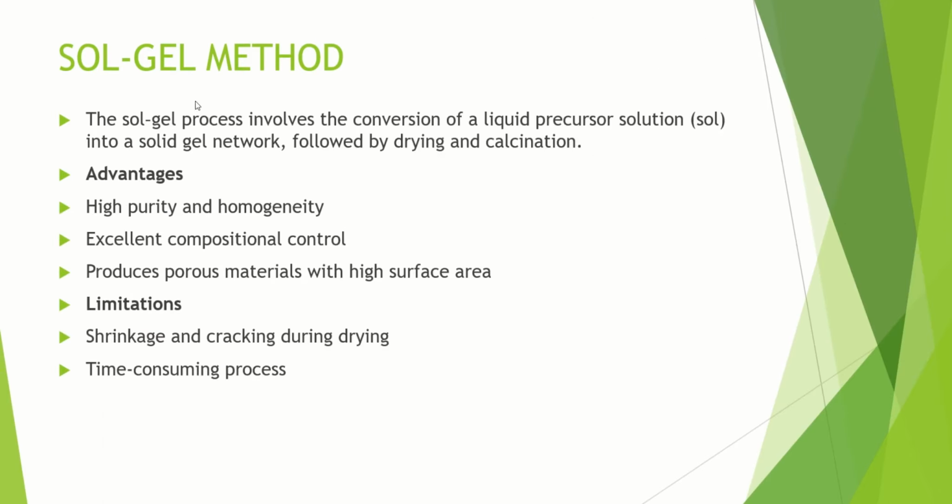The next one is the sol gel method. It is all about turning a liquid into a solid network. You start with a liquid precursor, it is called a sol. Through chemical reactions, it forms a gel-like network. Then you dry it and calcine it to get your final nanoparticles. The big wins here are high purity and excellent control over composition.